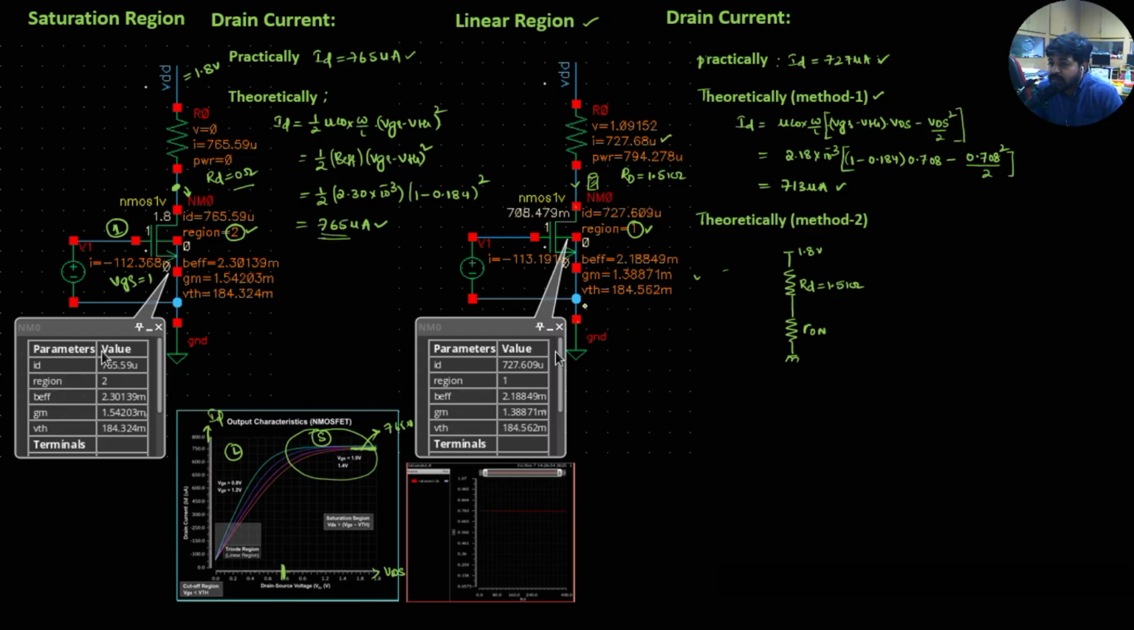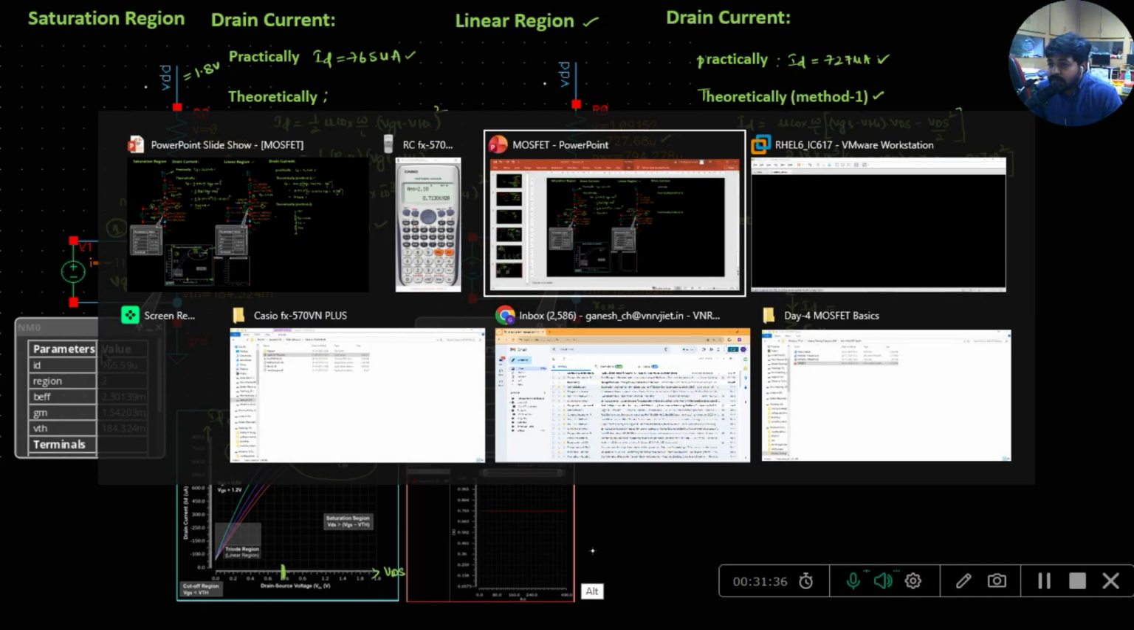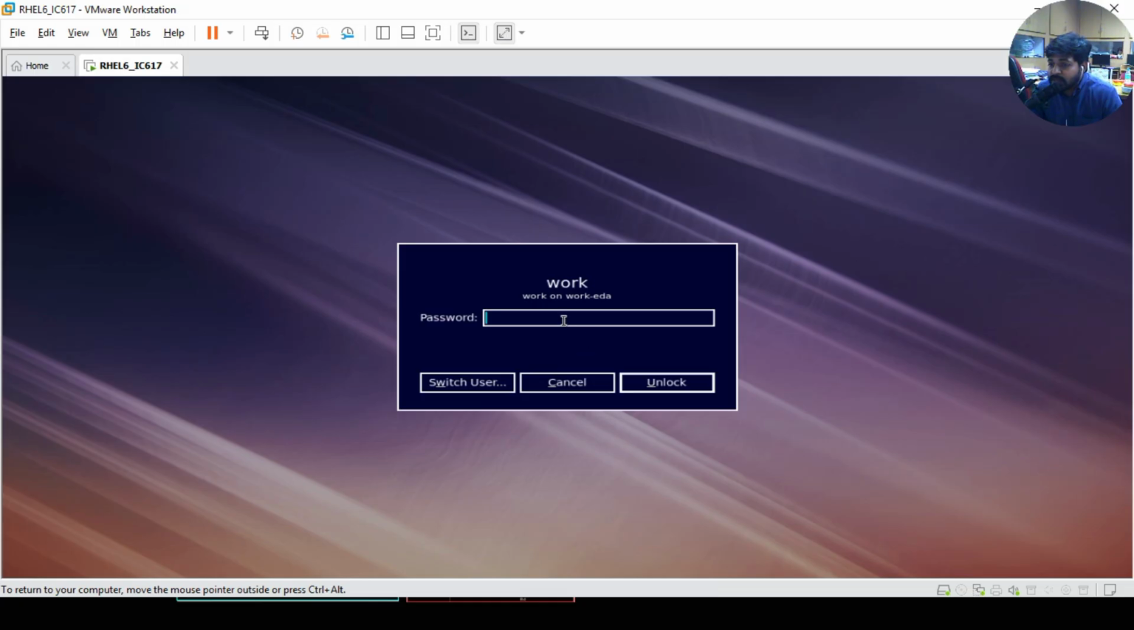Now how exactly does the current flow? Here also it should conduct the same current. So now I can calculate ID using R on, which I already calculated. R on is not shown, so we have to calculate R on here. We have got it in the tool. Let us get the value from the tool.